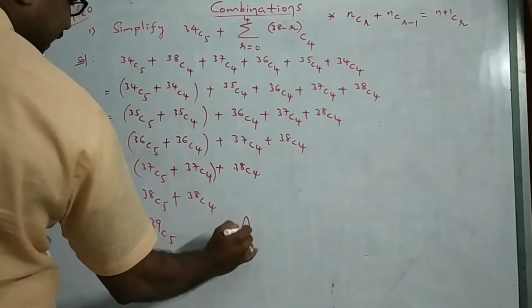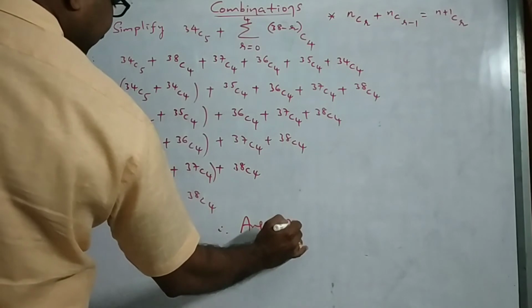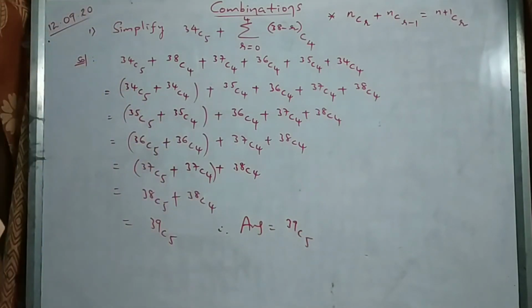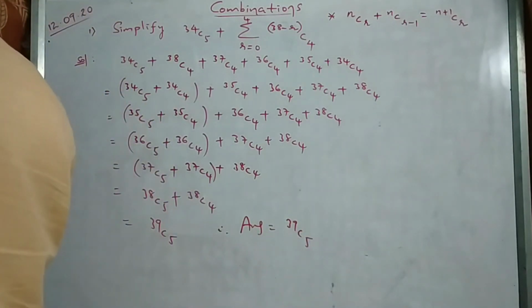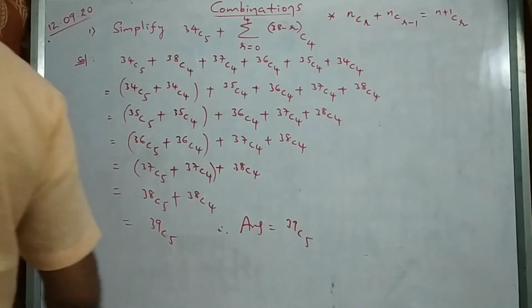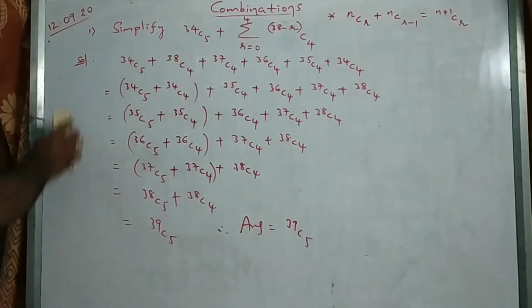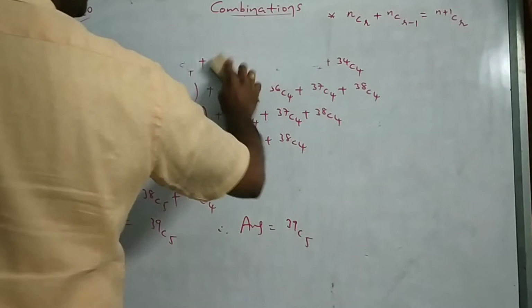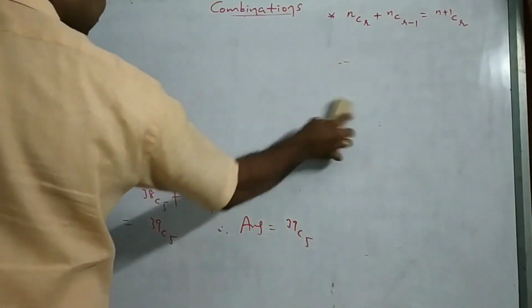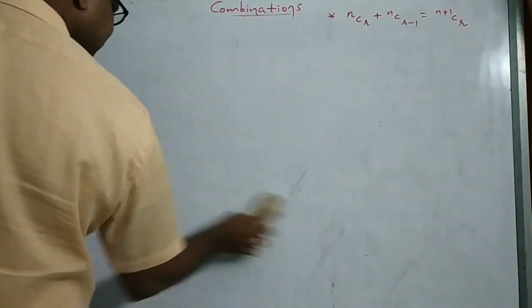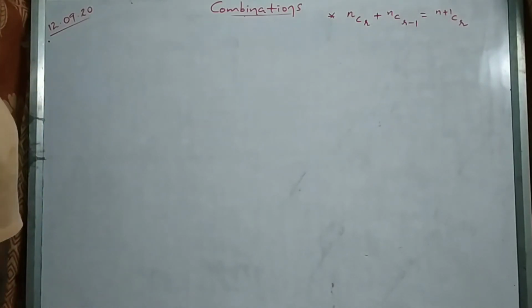Therefore, what is the answer here? 39C5. Okay? So by using that formula we can simplify this. NCR plus NC(R minus 1) is equal to (N plus 1)CR.